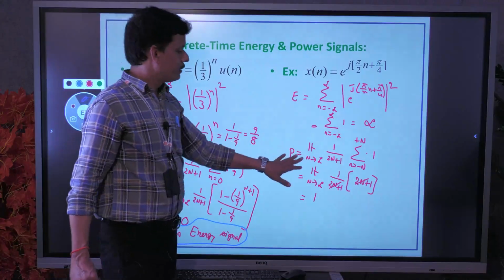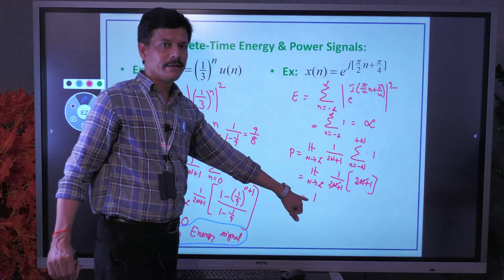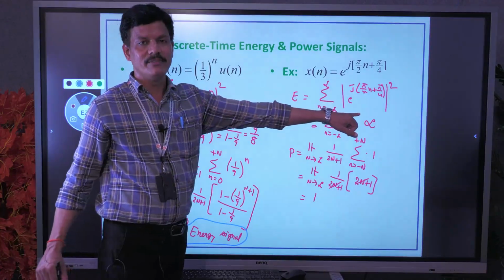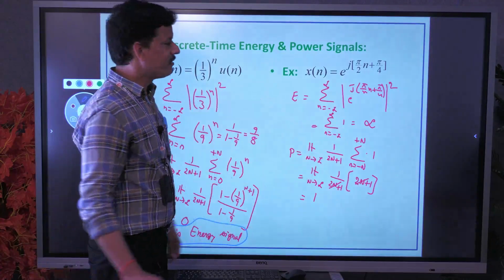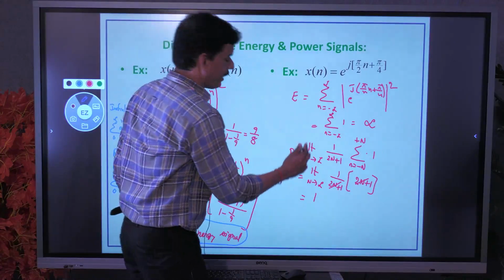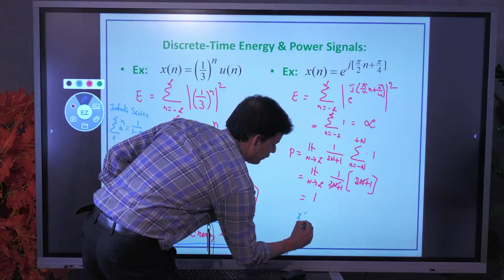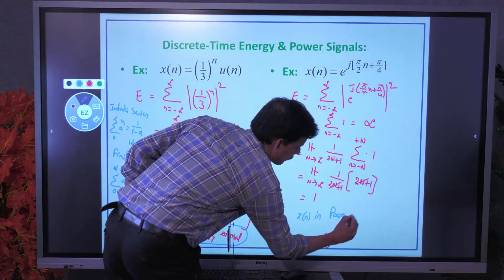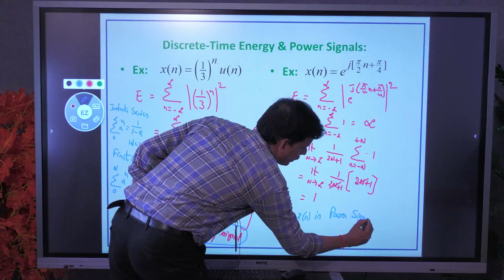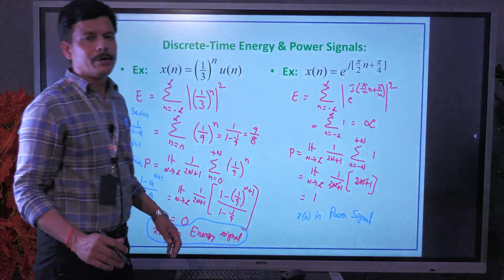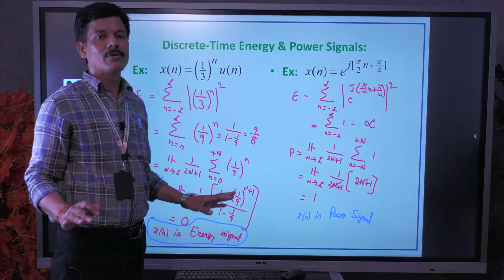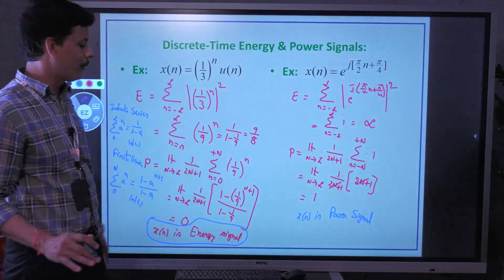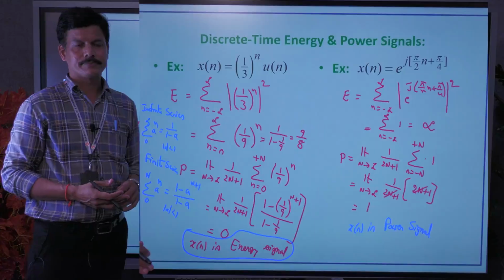So here the average power P is finite and the total energy E is infinity. So we can say that the given signal x[n] is a power signal. Like this, you can do n number of problems to find out whether the given signal is an energy signal or a power signal. Thank you.